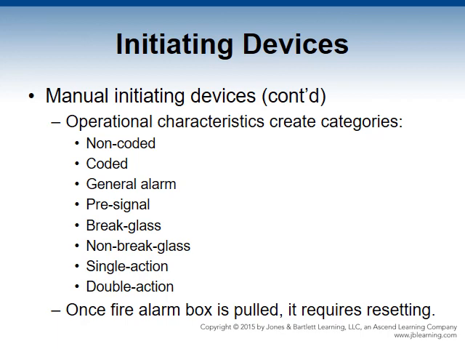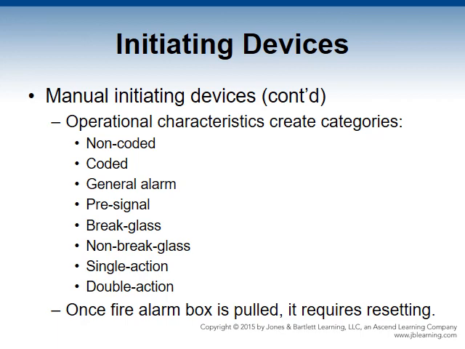A person can determine which box is operated by counting the code that is sounding and determine the location of the box. General alarm: an alarm is immediate and initiated throughout the structure. You can have pre-signal, where a signal is sent to the location where the boxes are constantly monitored. The alarm is initiated from there.